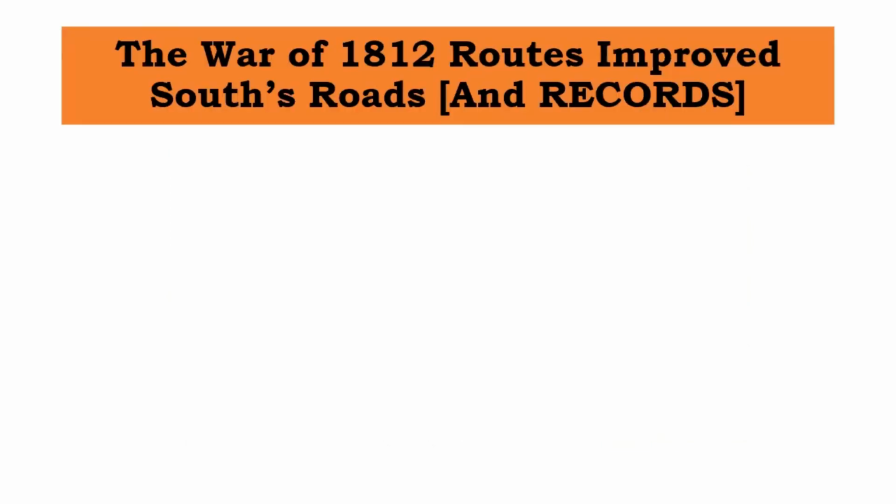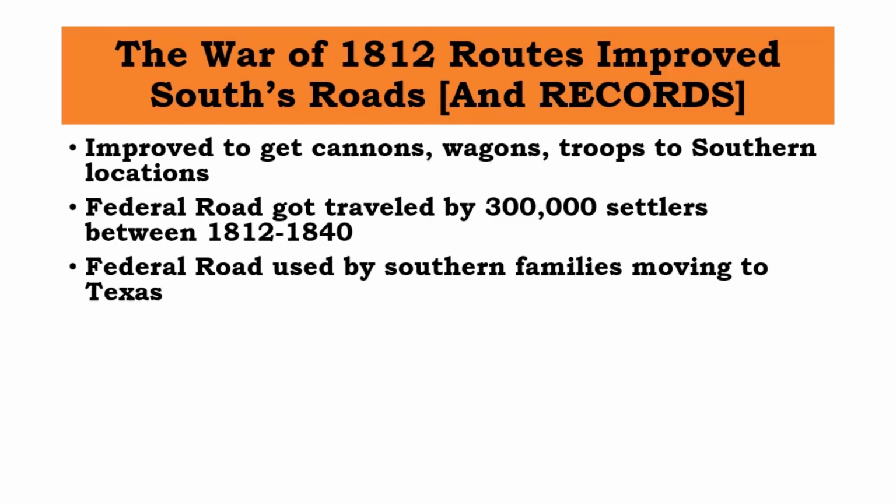The War of 1812 routes improved the South's roads greatly because the roads there were very rudimentary to that time, but the records also improved. They had to be improved to get cannons and wagons and troops to southern locations. And that federal road got traveled by 300,000 settlers between 1812 and 1840. There will be evidence of them in the towns. And the federal road was used by Southern families moving to Texas, for example.